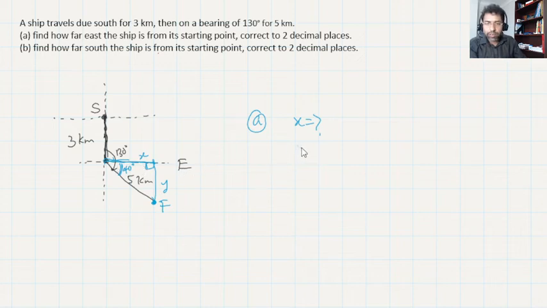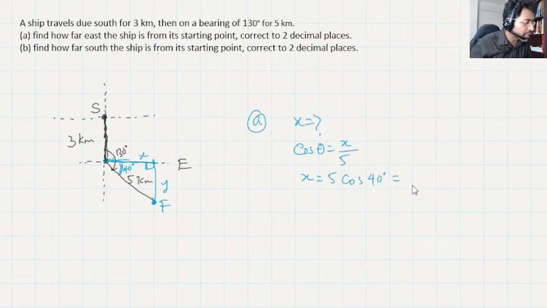For that we can use cos theta equals adjacent over hypotenuse, which is x over 5. So you can straight away write x equals 5 cos 40 degrees, and if you do that calculation, it will give you 3.83 kilometers. Obviously the unit is kilometers.